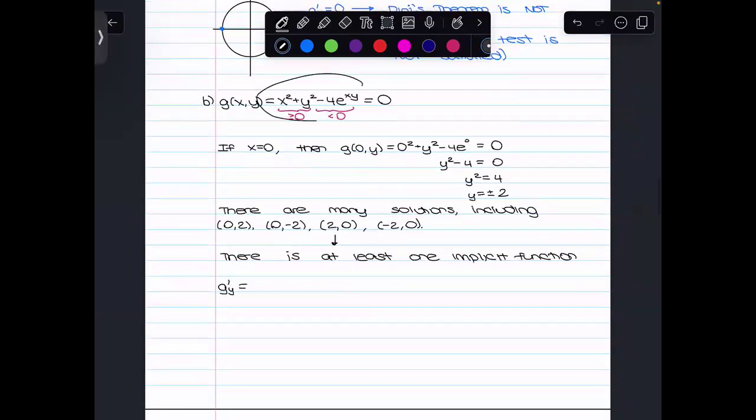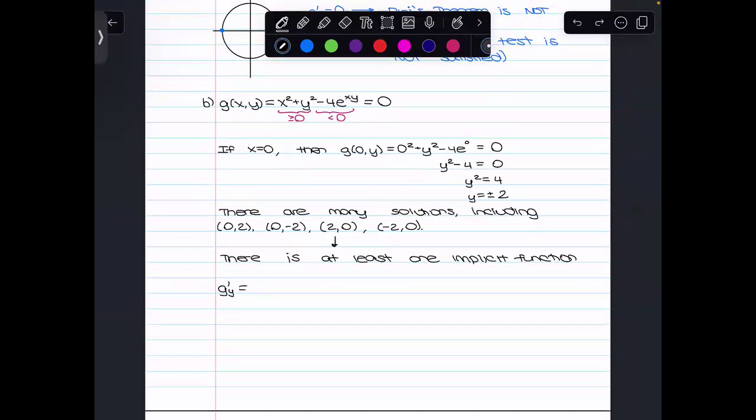So if we derive this with respect to y, then the first part is a constant, so that will be 0. Y squared will become 2y. And then for e, when you derive e, you have to first keep it the way it is, and then multiply by the derivative of the inside. So this is the chain rule. So now I'm deriving xy with respect to y, so that should give me x.